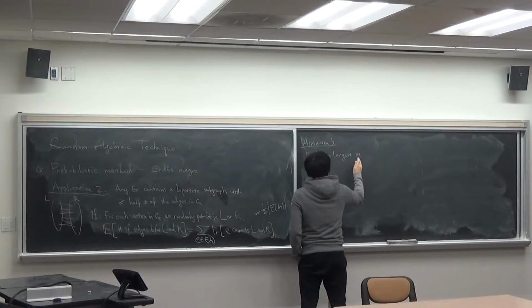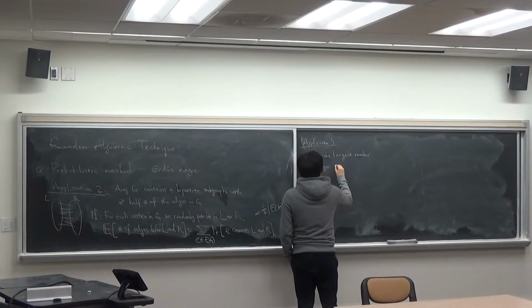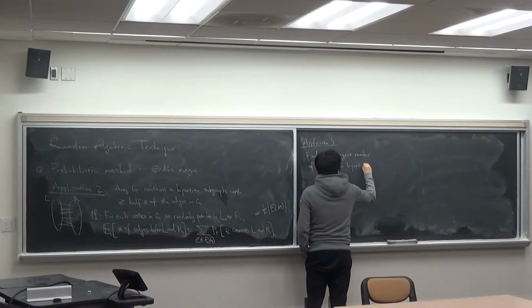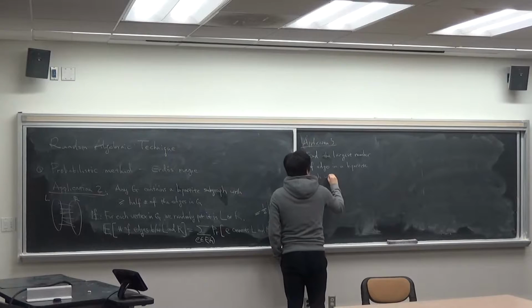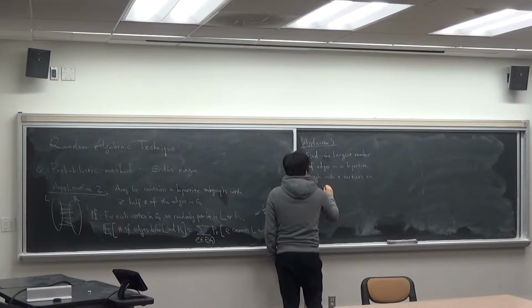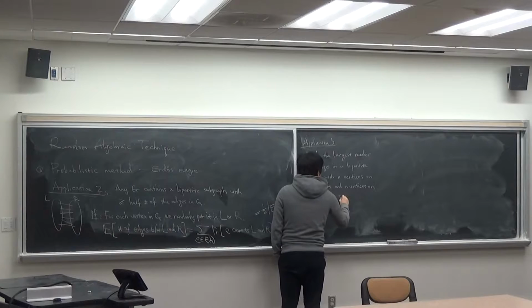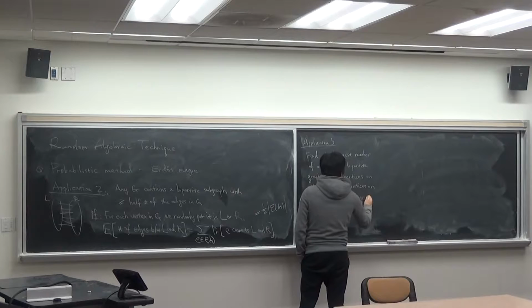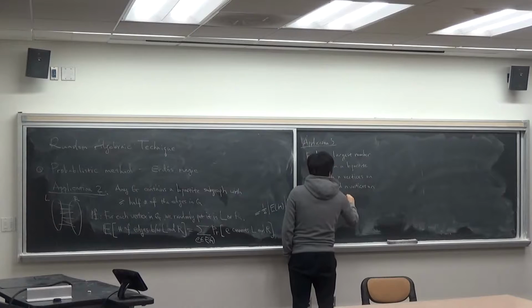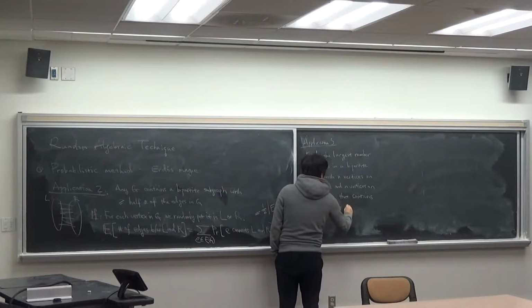Number of edges in a bipartite graph with n vertices on the left and n vertices on the right, such that the graph contains no K_{S,T} as a subgraph.